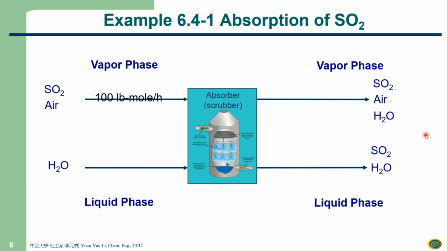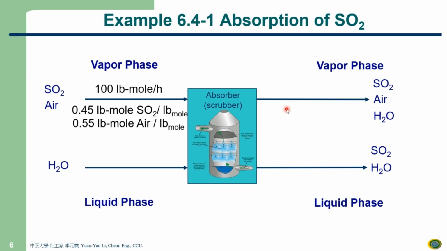Okay, and then we use a basis in the vapor phase in the input first. So it's 100 pound mole per hour. And then we know the molar fraction is 40% of the SO2 and 50% of the air. The unit is pound mole, right? This is what we know from example 6.4-1.